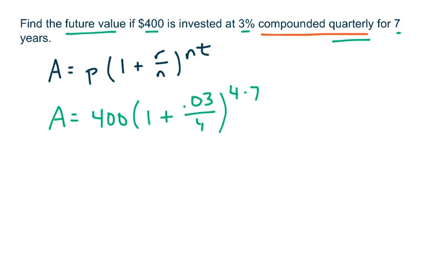Remember, order of operations tells us parentheses, exponents, multiply and divide, add and subtract. So I need to start with whatever's inside the parentheses. So let's go ahead and do that next.